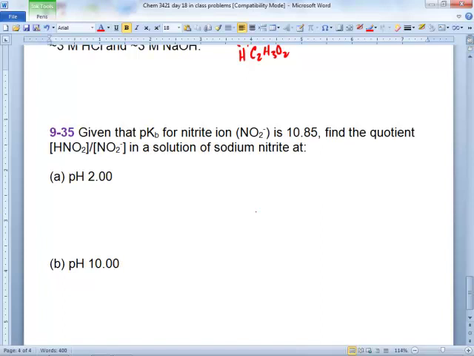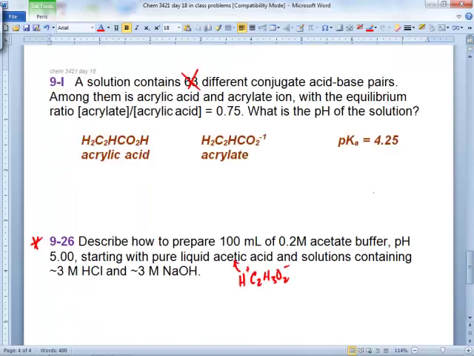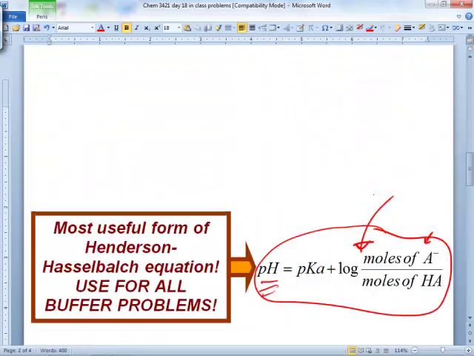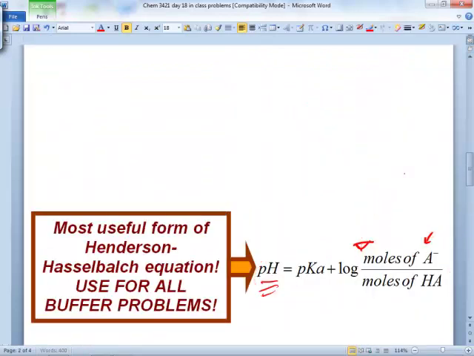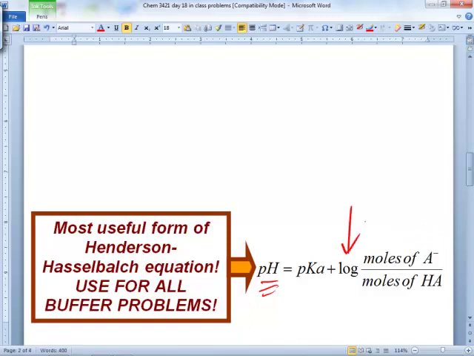How do you get rid of the log? This is so folks remember how to do this. How do you get rid of that log? Raise both sides to the 10. That's how you get rid of log. And that'll get you through the last one.